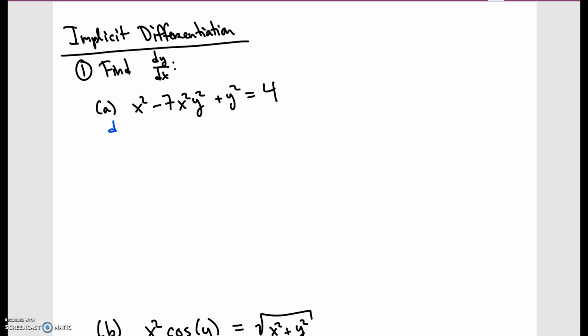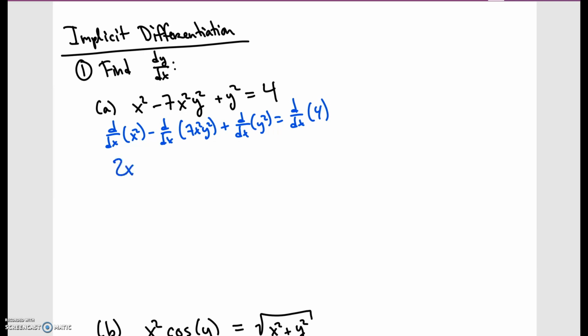So I'm going to take the derivative d over dx of this x squared term. I'm also going to take d over dx of the 7x squared y squared term. I'm going to take the derivative of this y squared, and I'm going to take the derivative of this 4. Okay, so I'm taking it of every single term. So the derivative of x squared is just 2x. Now this part I'm going to put in brackets because we have multiple terms. We have this 7x squared and this y squared.